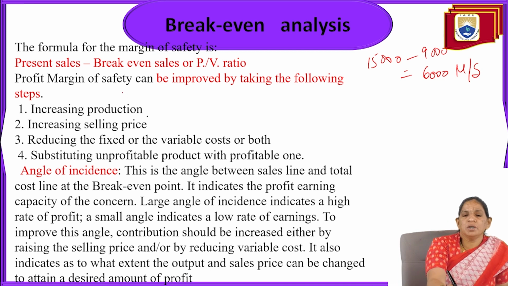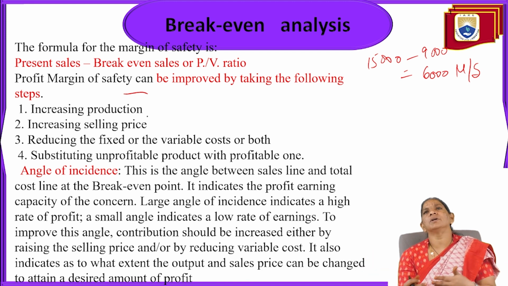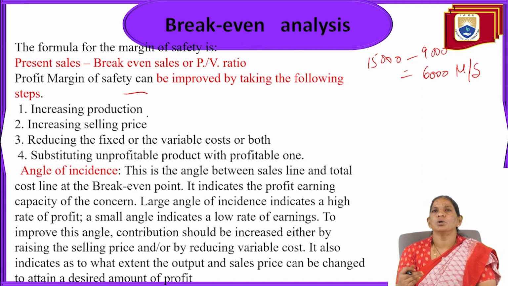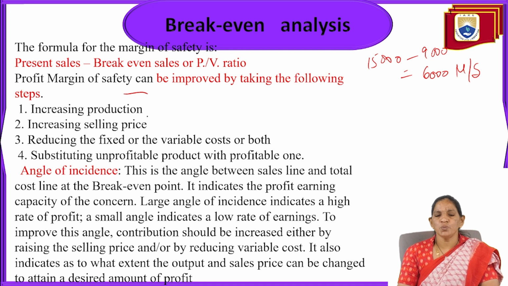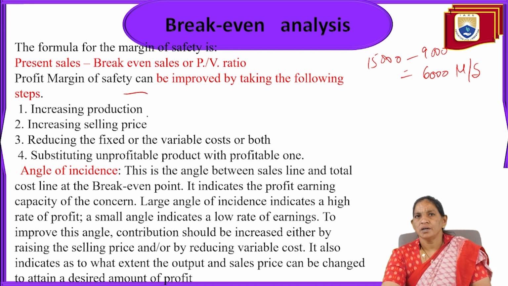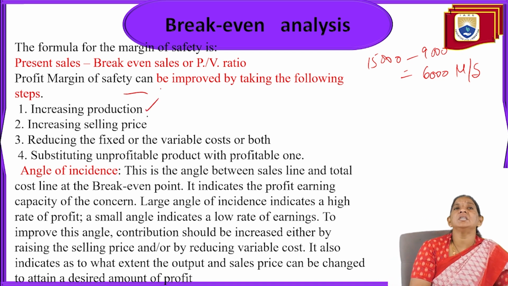Means if the margin of safety is more, the organization is safe. If the margin of safety is less, maybe the organization is not safe, maybe it is near to getting losses. So that's why organizations take some steps in order to improve the margin of safety. For that, to increase the margin of safety, we have to increase the production.